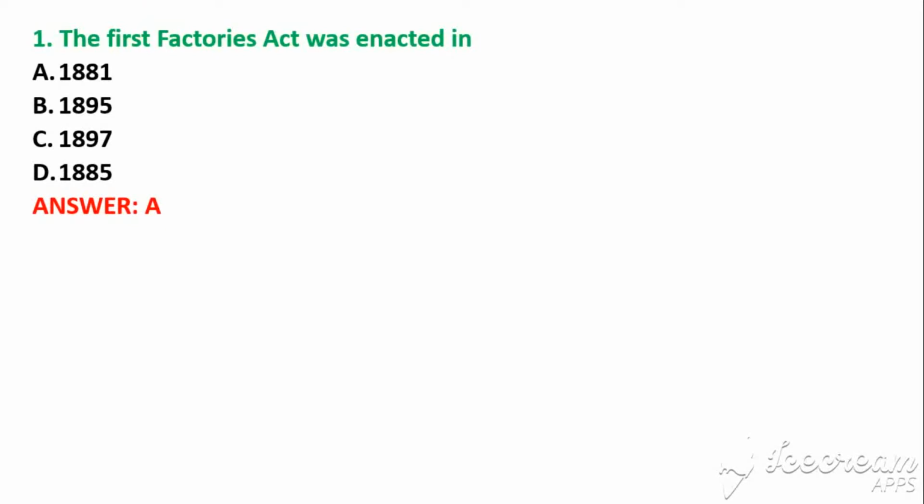Actually, the first Factories Act was adopted in the year 1881 because to regulate the factories' working hours as well as to improve the condition of the workers. So, the first Factories Act was enacted in the year 1881.